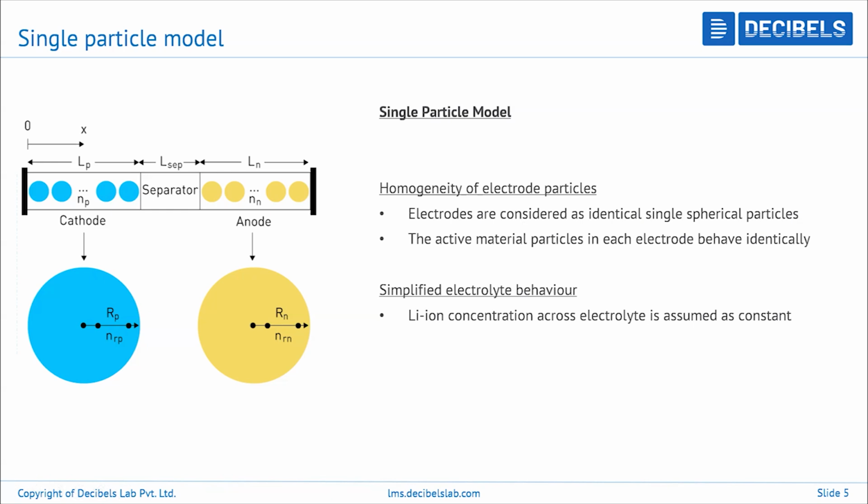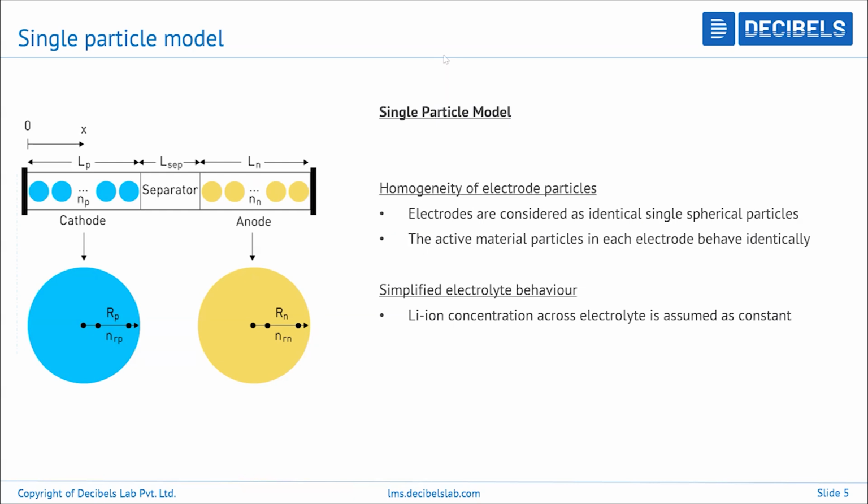it is simplified as an individual particle. The first assumption here is that the electrodes are considered as single spherical particles. Instead of having a complex three-dimensional structure that allows three-dimensional movement of ions, we consider just one big particle. This one big particle represents the cathode, and on the right hand side, the single particle represents the anode. Each electrode is considered as a single particle.